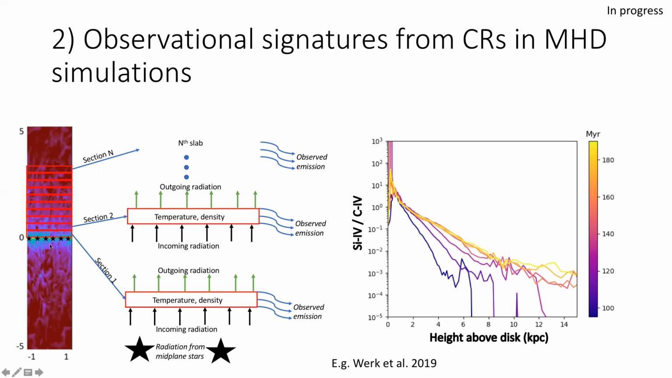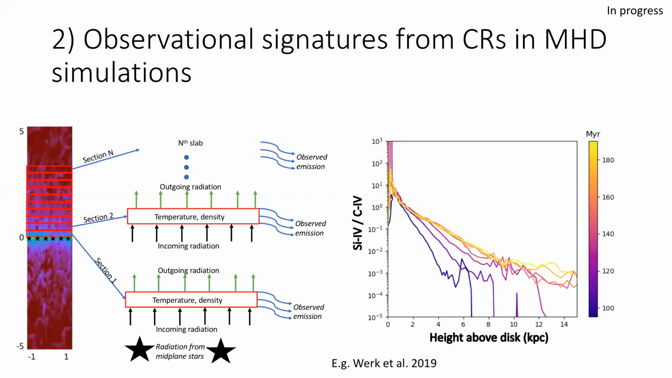And so what I also do is, there are star particles in these simulations, and I assign spectra to these star particles appropriate for their age and mass using Starburst99. The radiation field from these stars becomes the input radiation field to the Cloudy models located in the region closest to the midplane. Cloudy will tell us what the outgoing radiation field is, and this outgoing radiation field will become the input radiation field to the region above it. And the process will continue all the way through the simulation.